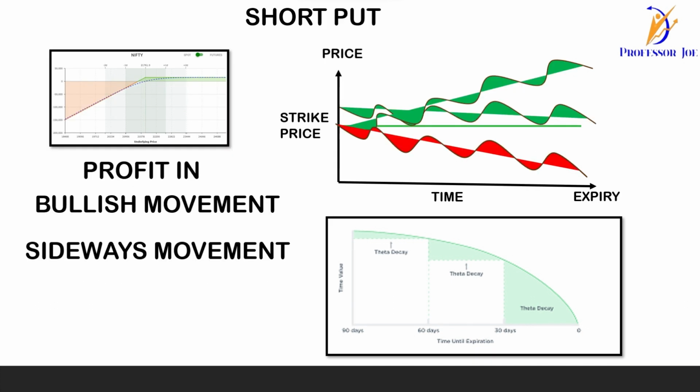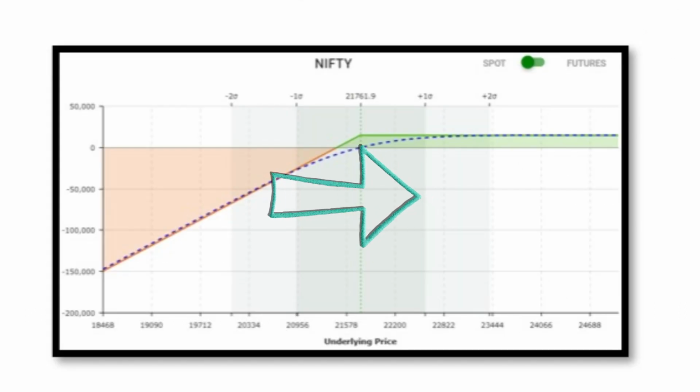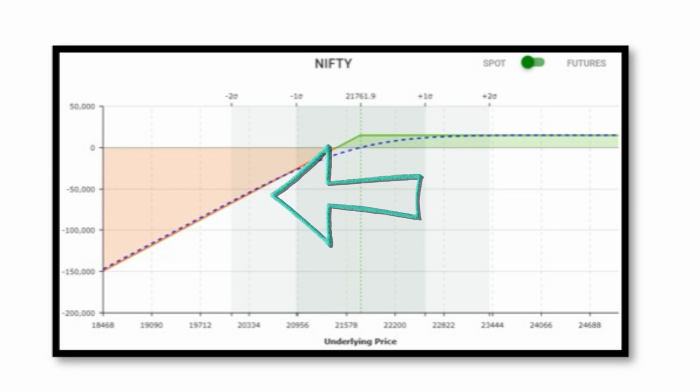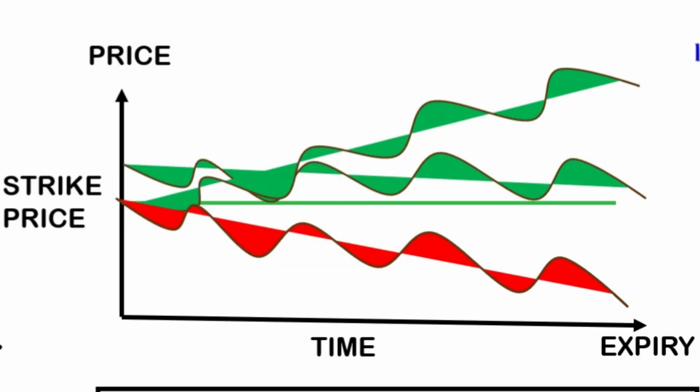The same is the case in a short put. In a short put, the trader makes money when the price is going up. But if the price starts moving down, the trader will hit a loss. And the loss keeps increasing as you can see in the chart. But you can see the same thing over here. The price going up, the trader is making money. The price going down, the trader is losing money.